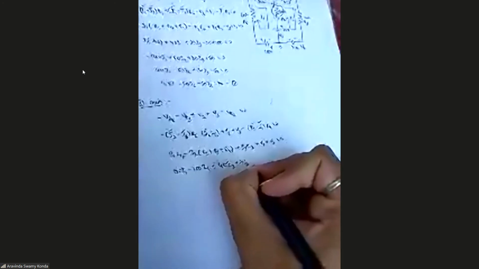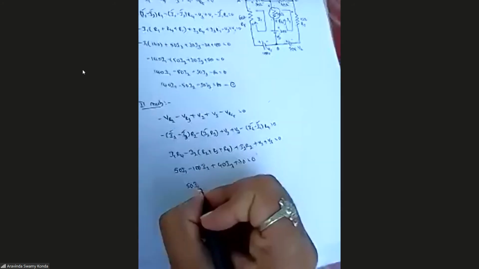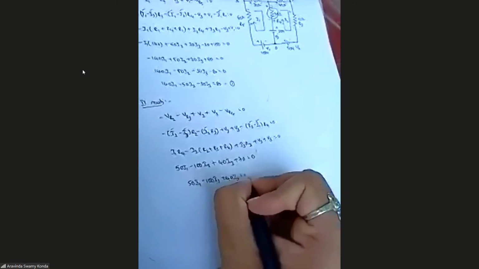Then substitute the values. What is the R4 value? It is 50. So 50 I1. Next, R2 40 plus 10 is 50, 50 plus 50 is 100, so minus 100 I2, plus R2 value 40 I3, 50 plus 70 equal to 0. So 50 I1 minus 100 I2 plus 40 I3 equal to minus 70. Take it as equation number 2.